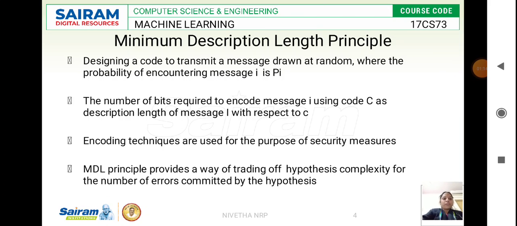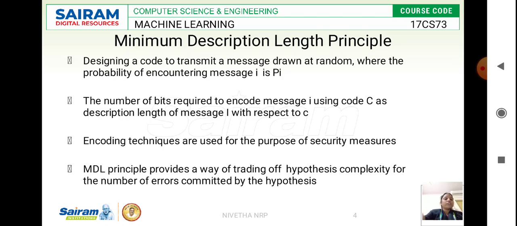In MDL, we are going to design a code for transmitting a message, which has been drawn at random. We draw a message randomly and transmit it, and we specify that message as i, and the probability of transmission as Pi. Your message length depends upon the number of bits required to encode your message.